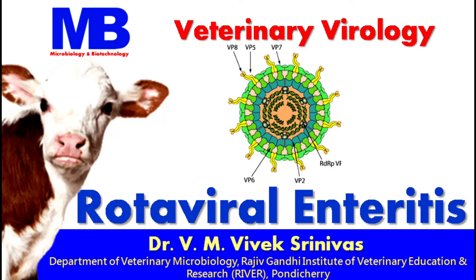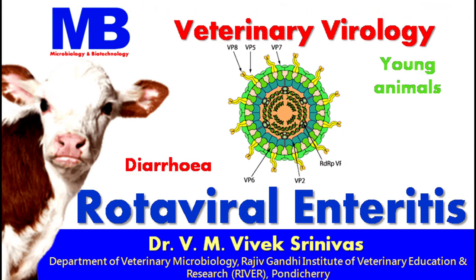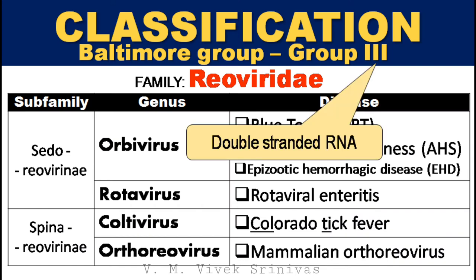In this video presentation, we will discuss rotaviral enteritis. This viral disease is one of the common causes of diarrhea in young animals and infants. Classification: Rotaviridae family, classified under the Baltimore group 3.